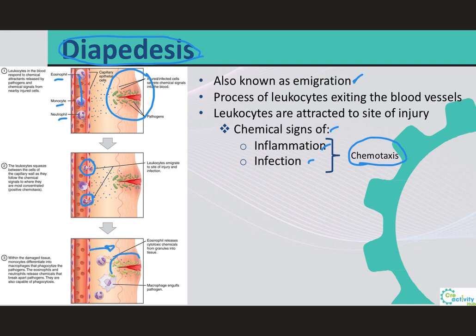Some leukocytes, such as eosinophils and neutrophils, are characterized as granular leukocytes. They will release chemicals from their granules that will destroy the pathogen. They're also capable of phagocytosis, so they will clean it all up. And the monocyte, which is an agranular leukocyte that will differentiate into a macrophage, will also function to phagocytose the pathogen that's present.